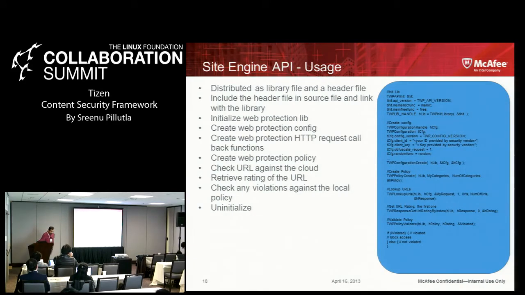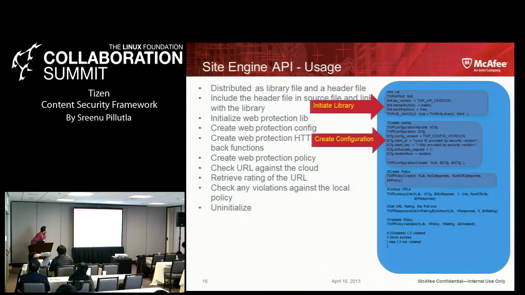The next one is about the site engine. This is about what you can do with your URLs. It's pretty similar: you have specific code to initiate the library, you create a configuration, then create a policy. A policy is basically where you define which URLs you're going to block and which URLs are good.